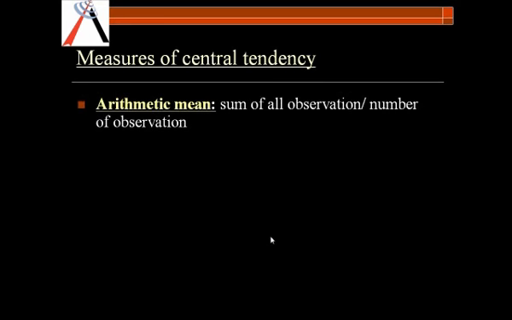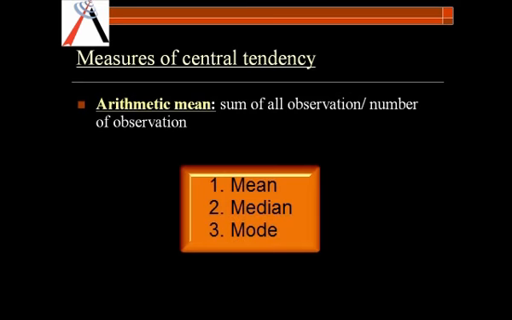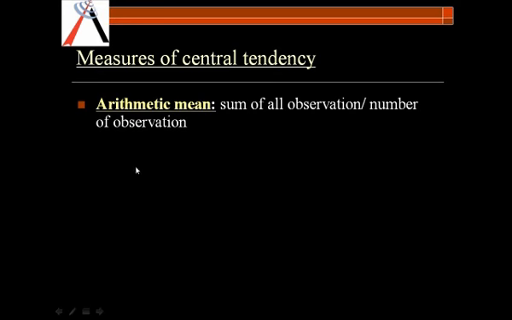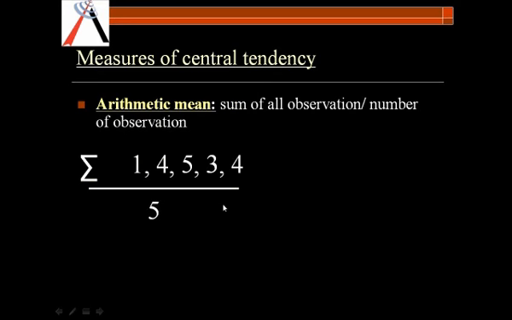Next we come to the measures of central tendency. There are 3 main measures of central tendencies when we talk about statistics, that is mean, median and mode. So first we come to arithmetic mean. Arithmetic mean is wherein we add all the observations and we divide it by the number of observations. So here in this example we have 5 observations, so we take the sum of all 5 and divide it by n, that is 5.